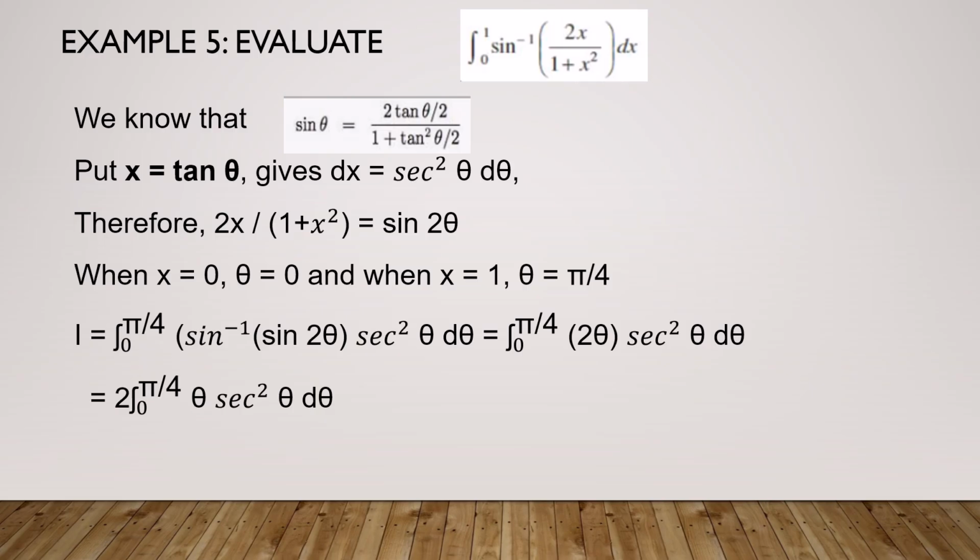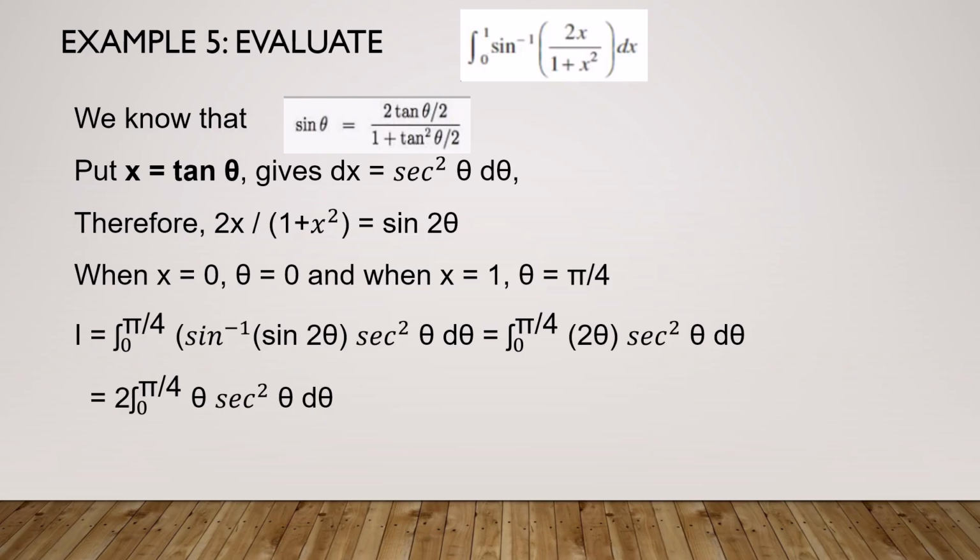Now over here, suppose you put x as tan theta, then taking the derivative on both sides, dx is sec square theta d theta. So 2x upon 1 plus x square will be 2 tan theta upon 1 plus tan square theta, which is sine of 2 theta. Now whenever you are using the substitution method, you have to change the limits. So when x is 0, theta will become 0. And when x is 1, theta will become pi by 4. Why? Because you know tan pi by 4 is 1.